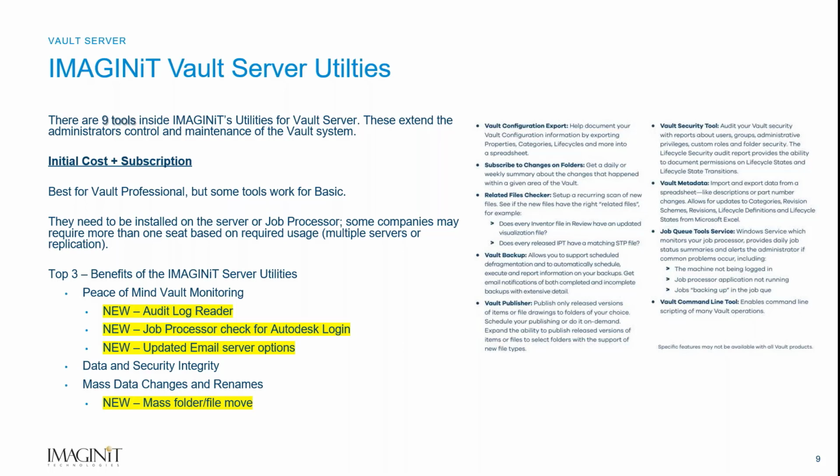Yeah, we have a great graphic user interface for creating a Vault backup script, and then it will also email you. We can have email notifications if it's completed, or incompleted, or just incompleted. So we've got some options with that, and that uses our updated email server options where you can use the IMAGINiT server, mail server for that. But that tool alone is probably the biggest reason people start to look at the server utilities: I want that backup to email me. You know, that's what I'm looking for. There are quite a few others in there. The idea of subscribing to changes on folders.